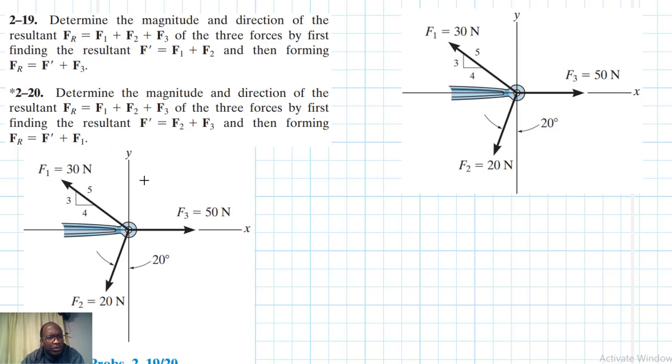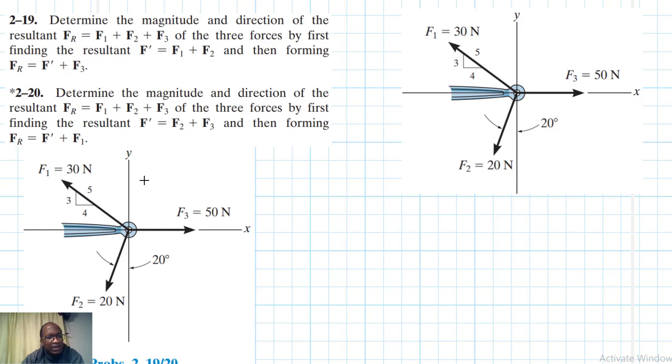Let's get back to the problem. We have two problems here from the Engineering Mechanics Statics textbook, 13th edition by R.S. Hibbeler. And the first problem reads, determine the magnitude and the direction of the resultant force, FR equals F1 plus F2 plus F3 of the three forces by first finding the resultant F prime equal to F1 plus F2, and then forming another equation where we have FR equal to F prime plus F3.